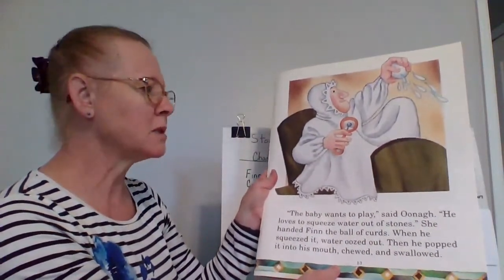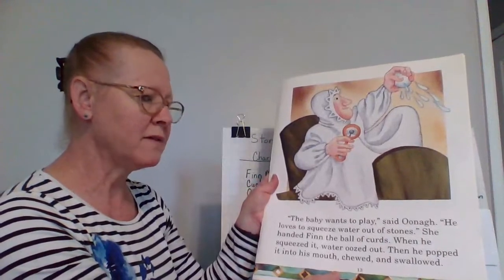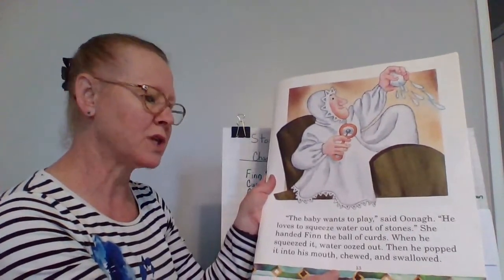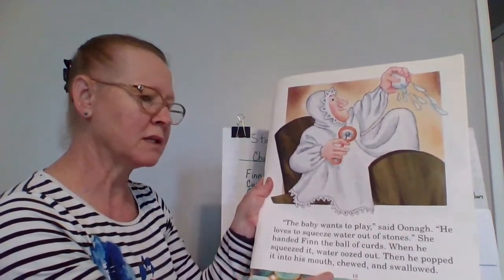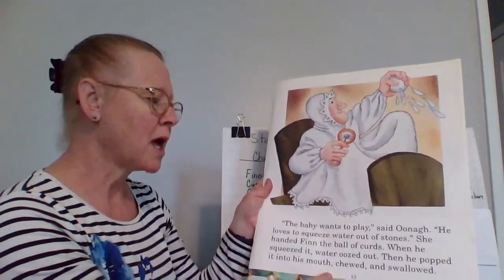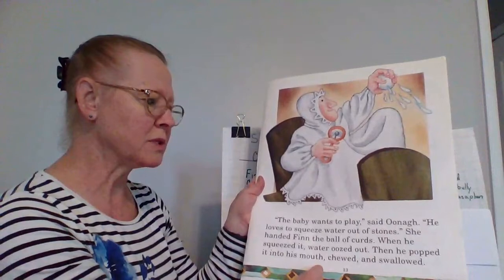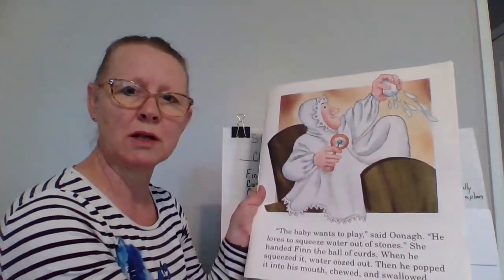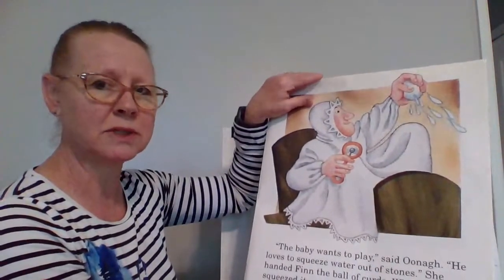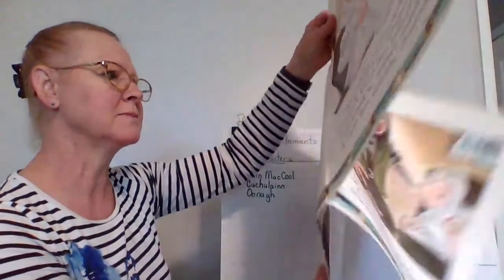"The baby wants to play," said Una. "He loves to squeeze water out of stones." She handed Finn the ball of curds. When he squeezed it, water oozed out. Then he popped it into his mouth, chewed, and swallowed. Looks like a stone, but let's see what happens.